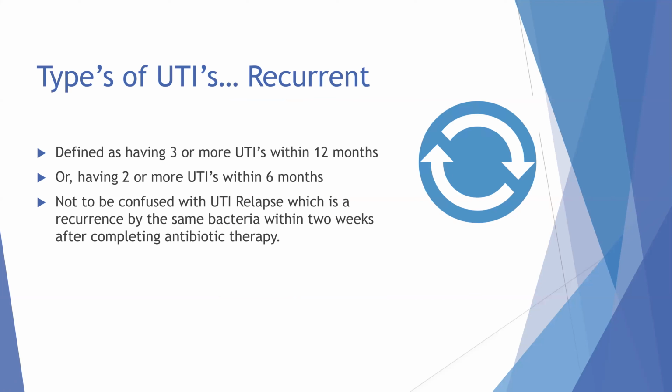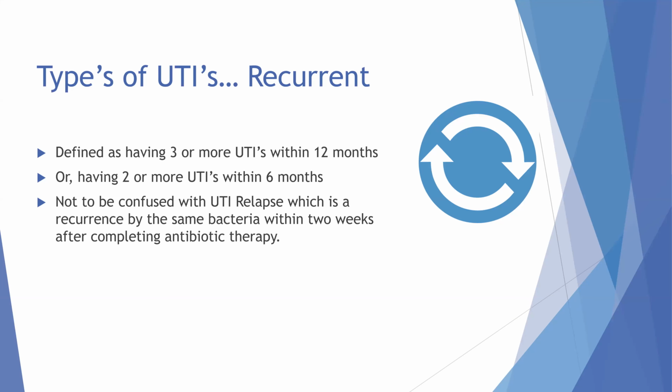So there's also, you may have heard the term recurrent UTIs. This is anyone who has had 3 or more UTIs in a 12-month period or 2 or more in a 6-month period. And it shouldn't be confused with relapse UTI.